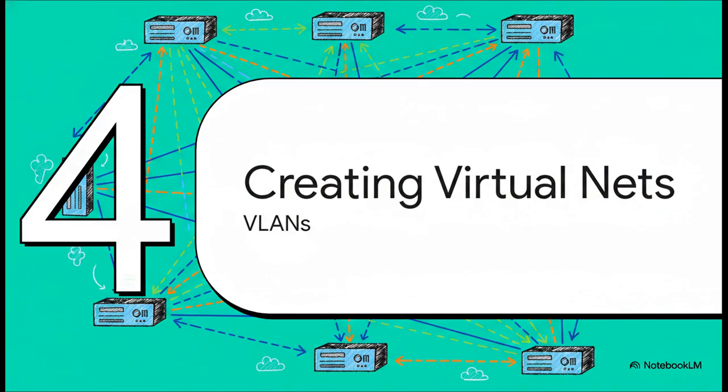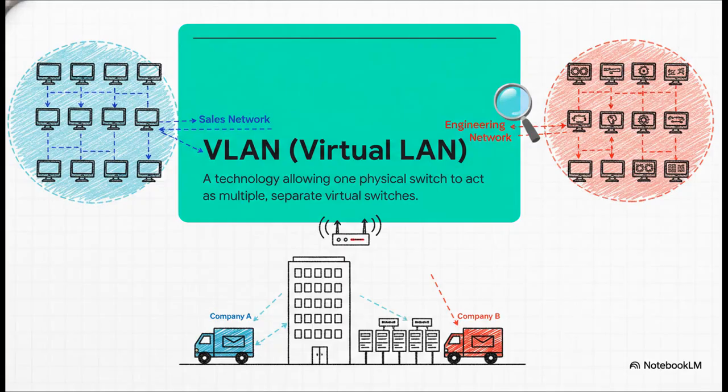Okay, so once we've got this whole physical switching thing down, we can take it to a whole other level. We can start creating virtual networks using the exact same physical hardware. And this is the magic of VLANs. So a VLAN, that stands for virtual LAN, is basically a way to take a single, say, 48-port switch and tell it, hey, I want ports 1 through 10 to be their own little sales network, and then I want ports 11 through 20 to be the engineering network.